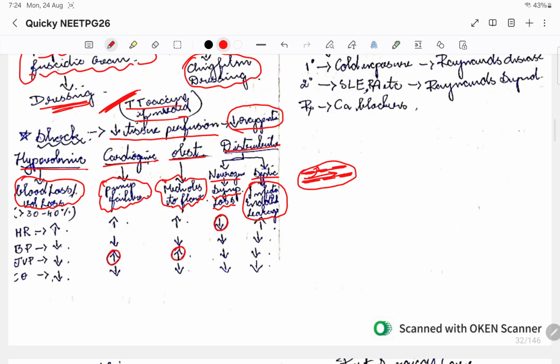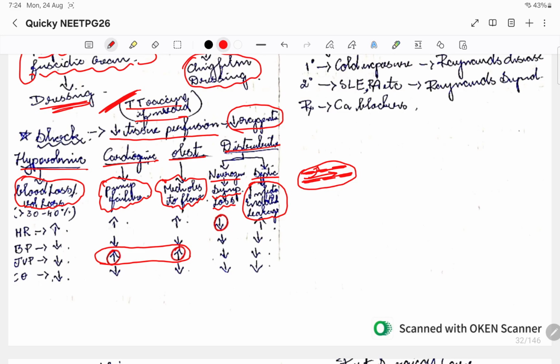Here the specific points are, in cardiogenic and obstructive shock, the JVP will be elevated. Okay, because here the heart is involved, right? So remember it that way. So JVP will be elevated, whereas in all the other shocks, the JVP is going to be reduced. Okay, so this is the thing I want you guys to learn.